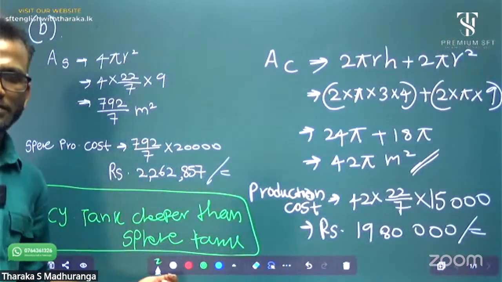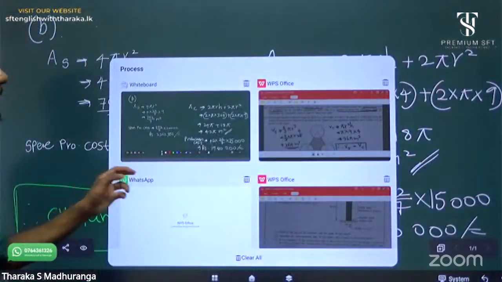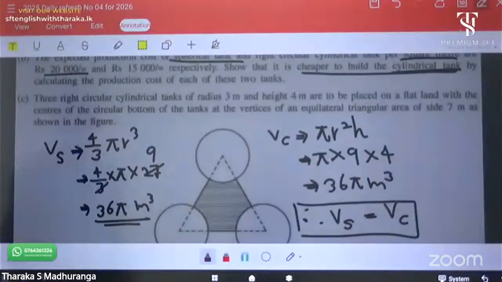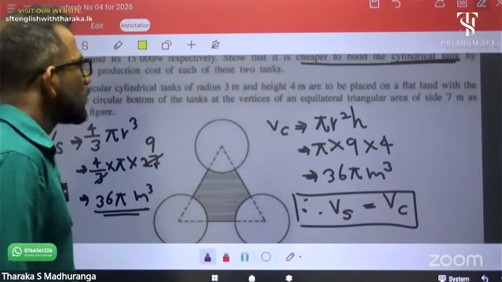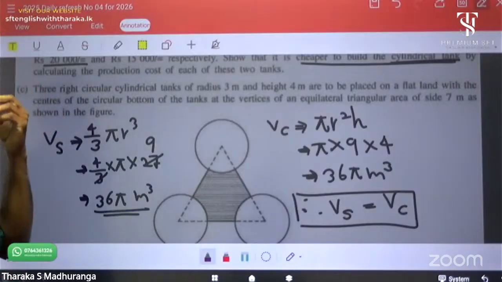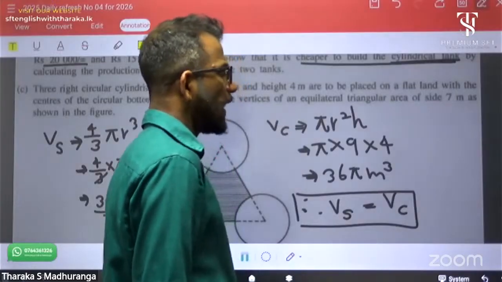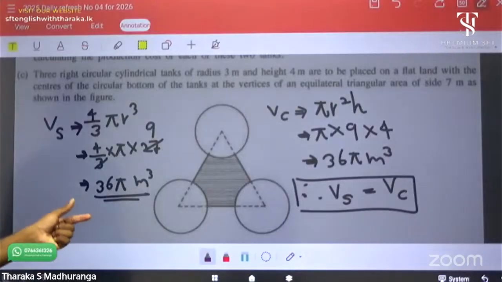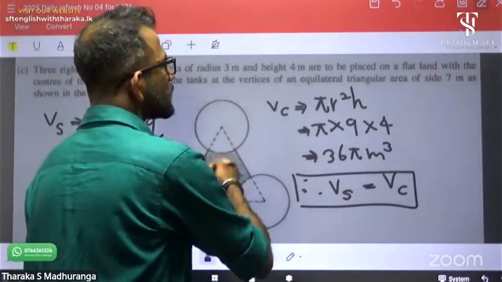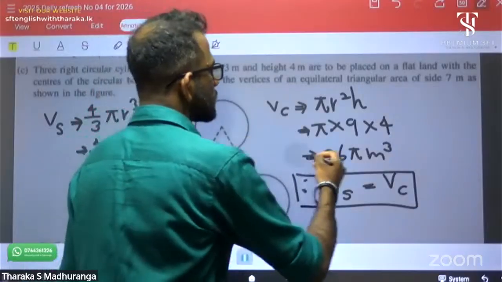Let's compare. Okay, see, three right circular cylindrical tanks of radius 3 meter and height 4 meter are to be placed on a flat land with the centers of each cylindrical bottom of the tanks at the vertices of an equilateral triangle, according to what is given in this figure.